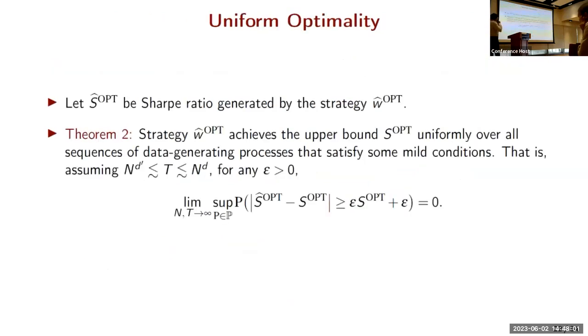Now the key result of the paper is that, suppose this is the Sharpe ratio based on that strategy, we can show that under all DGPs, under all possible DGPs, this strategy achieves the optimal feasible Sharpe ratio. In other words, we designed the feasible strategy that achieves the upper bound that we studied. There is some tiny detail because we allow a large number of DGPs, so S_opt could be infinity.